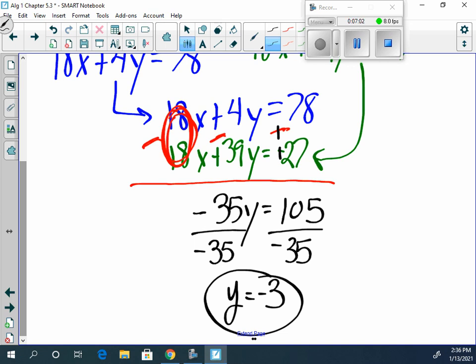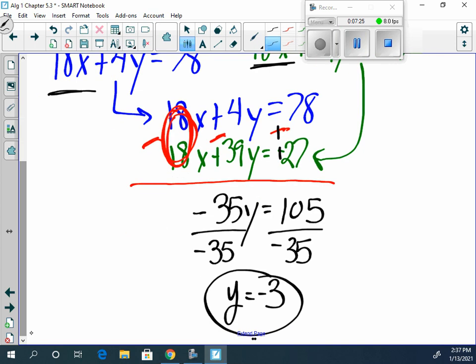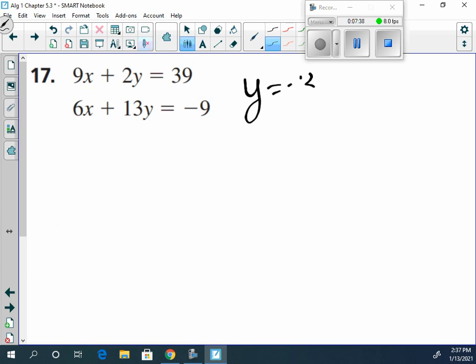Questions on this here? So what was a real challenging step in this problem here? Well, I would say it's really getting one of the variables to be the same, yes? So just figuring out what we need to do to get the variables to be the same. Okay. Now we found that the value of y is negative 3. Now we just need to find the value of what? X, yes?